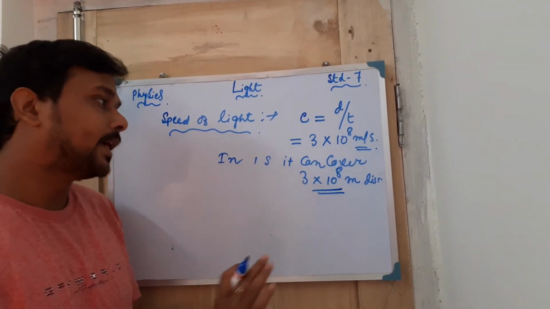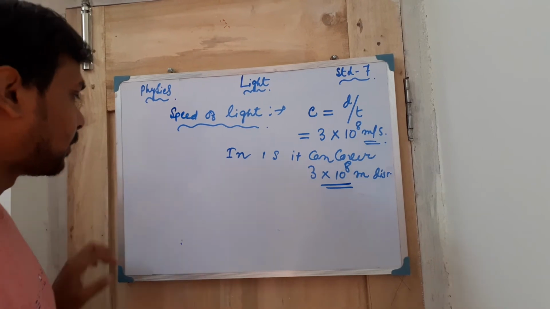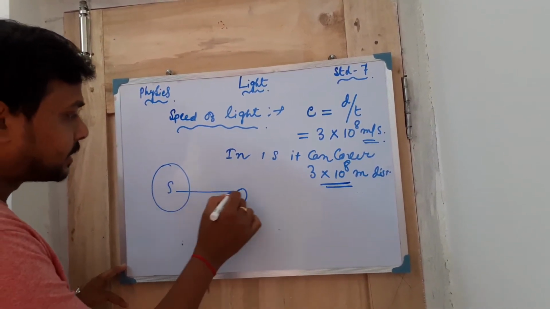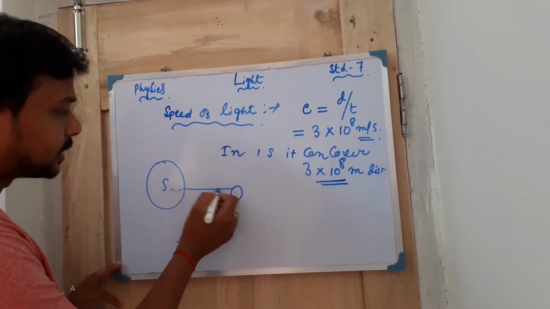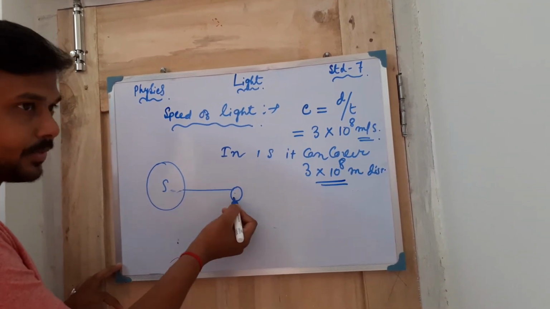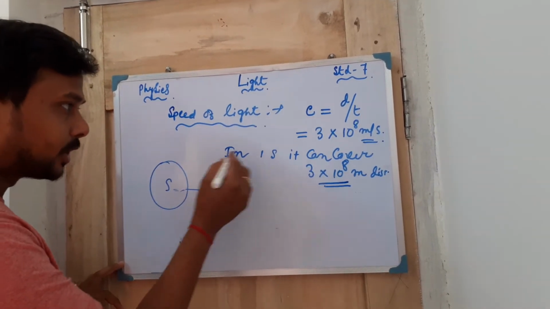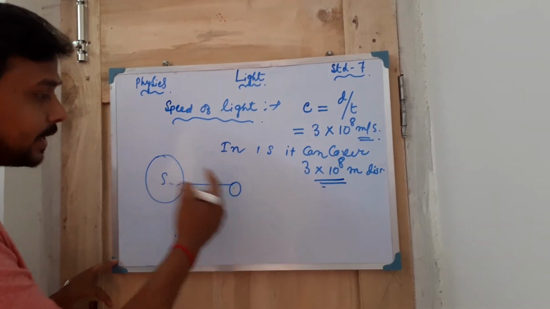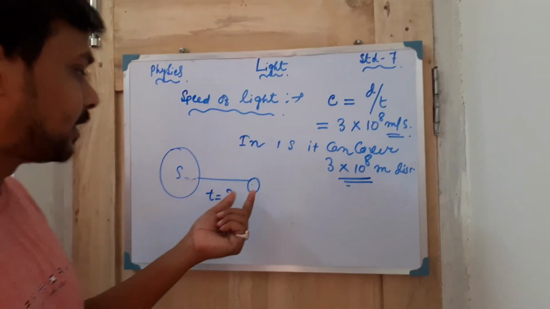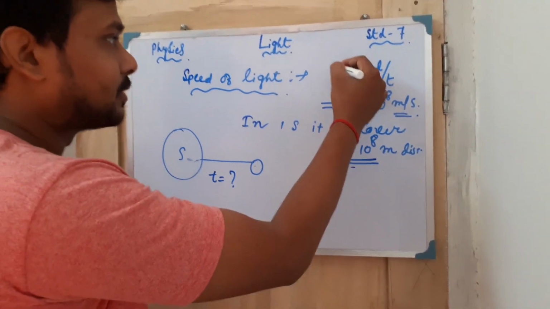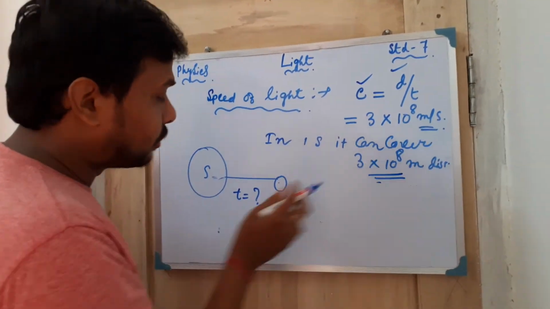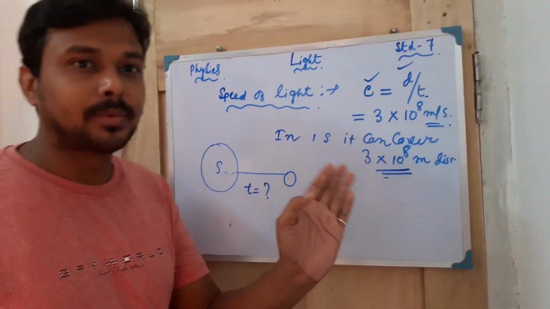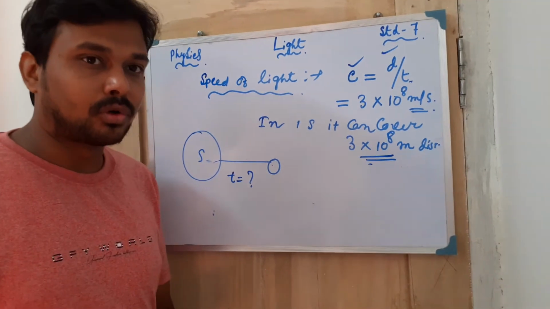So from here you can easily calculate, suppose the sun is present and the earth is present, if you know the distance between the surface of the sun and the surface of the earth, and if you know the speed of light, then you can easily calculate how much time the light will take to travel this much distance, because you know this value and you also know this value, so the distance and time you can easily calculate from here, that how much time it will take to cover this amount of distance.